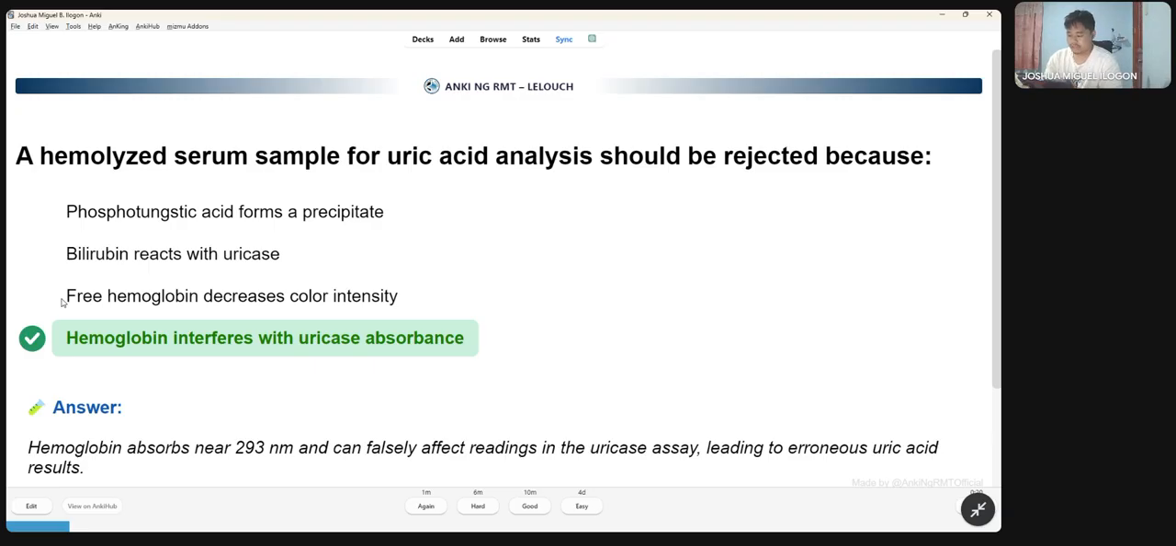Your specimen is your serum, heparinized plasma, or urine. No EDTA. Avoid hemolysis, bilirubin, lipemia. The EDTA and fluoride will interfere with the uricase reaction. So, there you go.